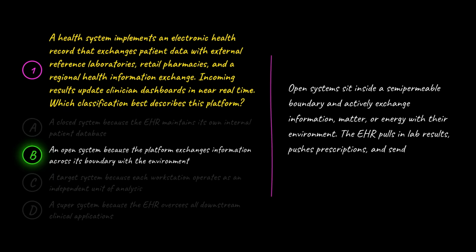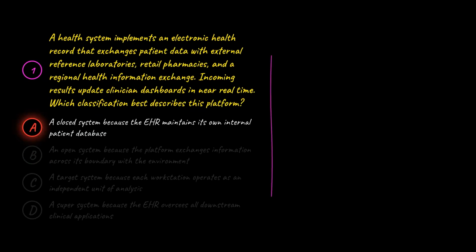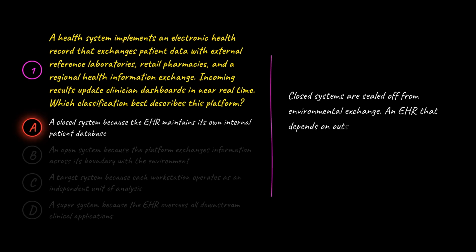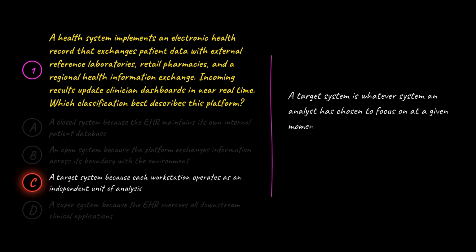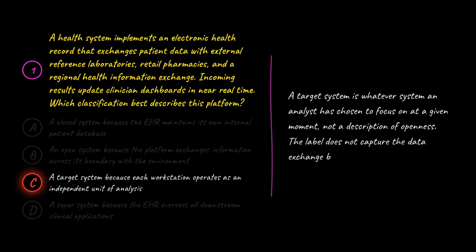across the system boundary. A is wrong because closed systems are sealed off from environmental exchange. An EHR that depends on outside data feeds and pushes information out cannot meet that definition. C is wrong because a target system is whatever system an analyst has chosen to focus on at a given moment, not a description of openness. The label does not capture the data exchange behavior.